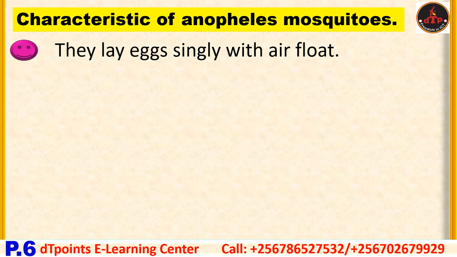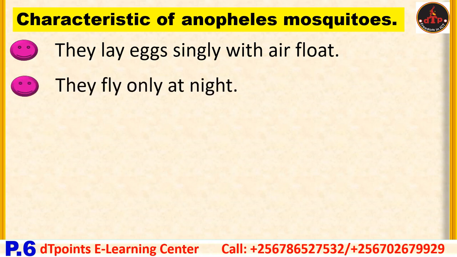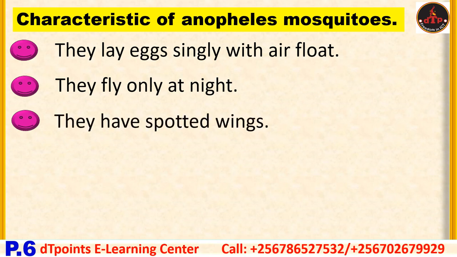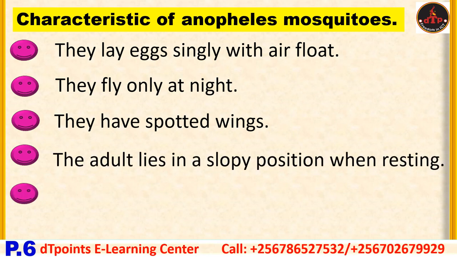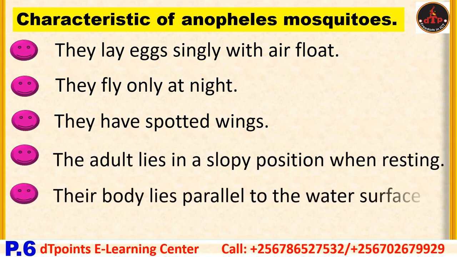The other characteristic is that they lay eggs singly with air float. That one I talked about. We are just going through it marathon style. They fly only at night. That is the characteristic we have talked about previously. They have spotted wings. This one is a recap of what we have already seen. The adult lies in a sloping position when resting. We have already discussed that. Their body lies parallel to the water surface. I have just explained that. So this is a summary of what we have already touched on, the characteristics of Anopheles mosquitoes. Are we together? Yes.